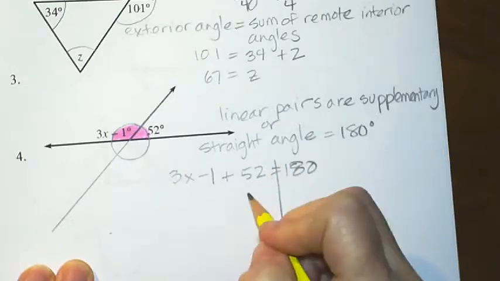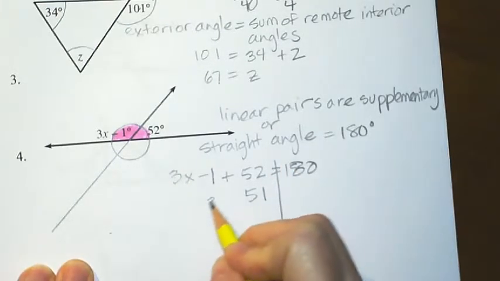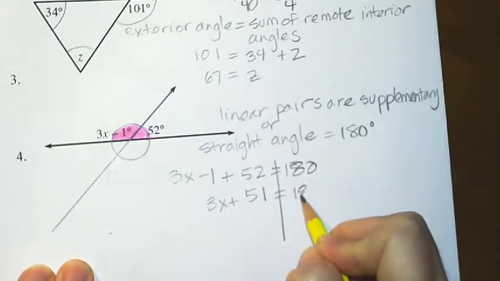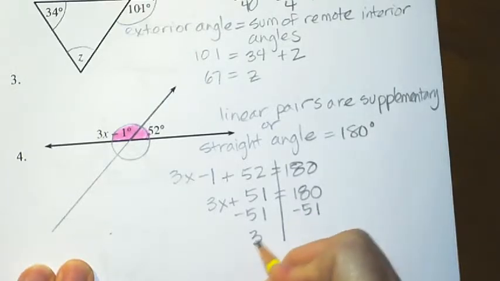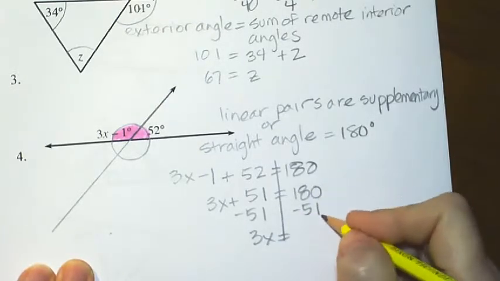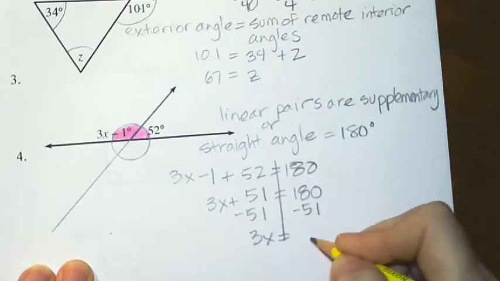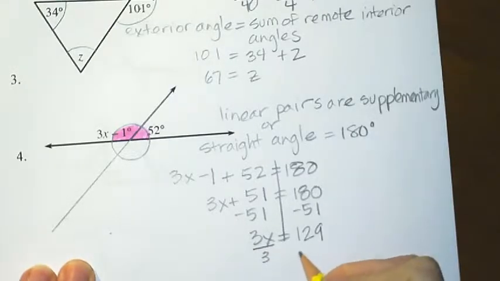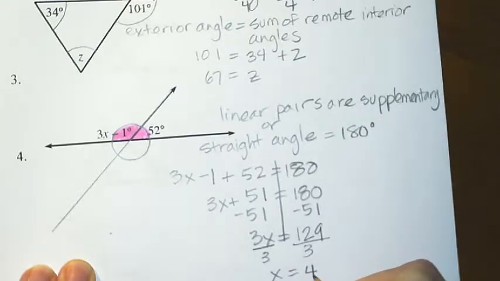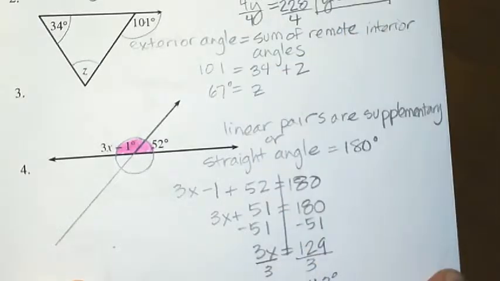I've got negative 1, positive 52, that's going to be positive 51. So 3x plus 51 is 180. I'm going to subtract 51 from each side. So 3x equals, let's see, 180 minus 50 would be 130. So I'm going to take away one more, that's 129. And then I'm going to divide by 3 on both sides. So x equals 43. All of these are degrees. I think I forgot to write degrees on this one.